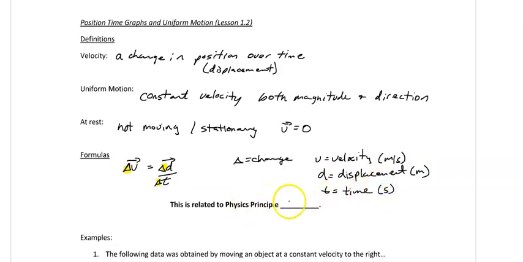All of this is related to physics principle 0. On your data book, you've got several physics principles, and this one is related to principle 0. It's just a little thing that sometimes appears on exams. I just want to make you aware of where you'll see it. If you can't find it, let me know. Physics principle 0 on the formula sheet means uniform motion.